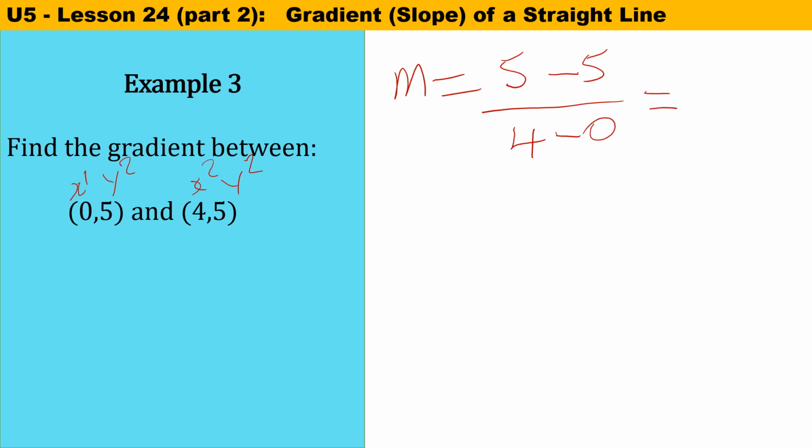5 minus 5 is 0 over 4 minus 0 is 4, and 4 into 0 can't, so that's 0. So your gradient is equal to 0.